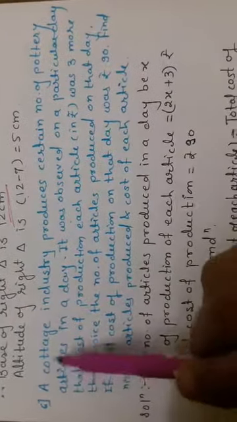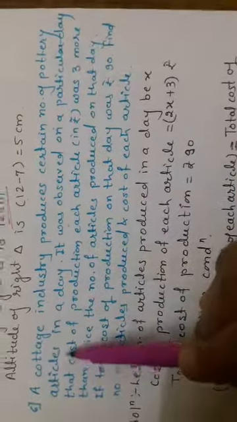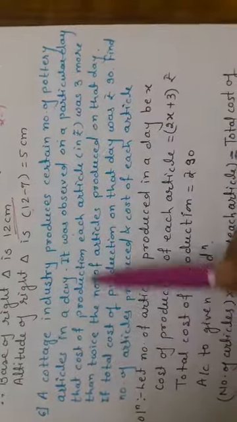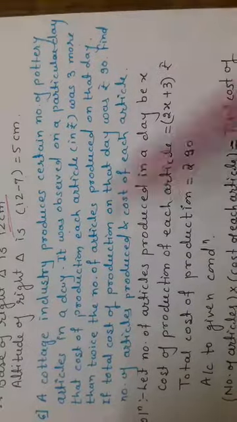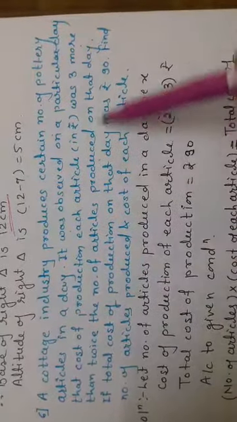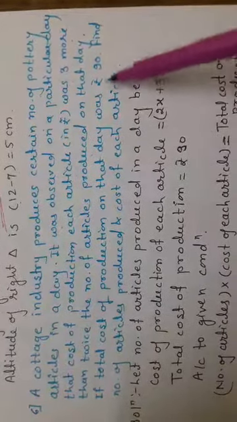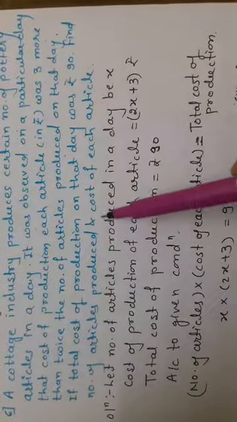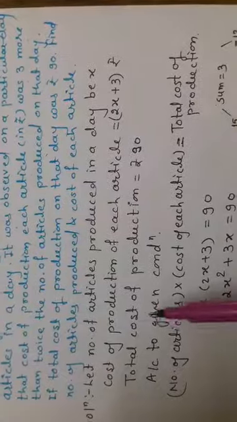Sixth problem: a cottage industry produces a certain number of pottery articles in a day. It was observed on a particular day that the cost of production of each article was 3 more than twice the number of articles produced on that day. If the total cost of production on that day was rupees 90, find the number of articles produced and the cost of each article. These are very important problems.